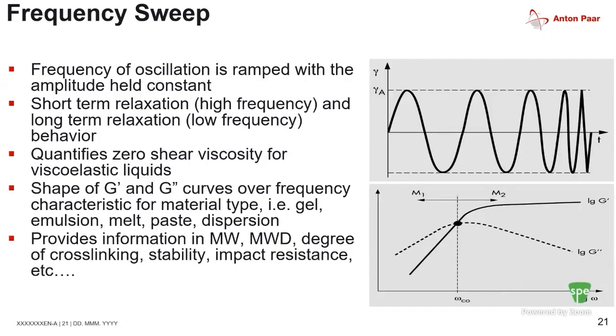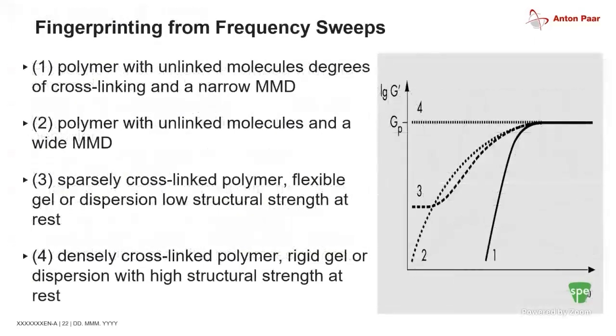Extrusion behavior response would be high frequencies, whereas stability or response behavior, that's long-term relaxations or low frequencies. And so depending on the behavior, if we see a crossover point, there's an indication that we have a zero shear viscosity plateau, which can relate back to molecular weight distributions or molecular weights. Or if we don't see a crossover, it may indicate something about cross-linking stability or impact resistance. And so, like I said, we can use the frequency sweep curve as a fingerprinting response.